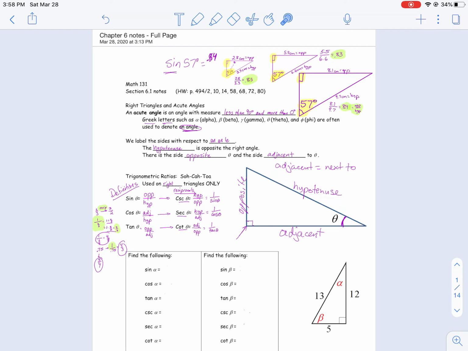I then gave you some different definitions here. We looked at the reciprocals of these functions and talked about naming them as 1 over that number. And that concludes this video.